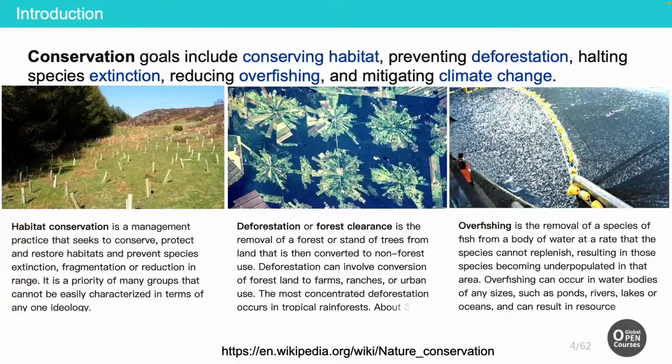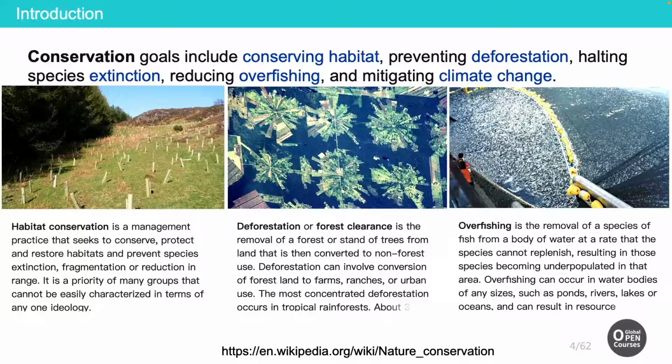First of all, let's start from the keyword, which is conservation. Nature conservation has goals including conserving habitat, preventing deforestation, stopping species extinction, reducing overfishing, and mitigating climate change. All those goals have been connected with agriculture. Let's take deforestation, for example. As you can see from the picture in the middle, deforestation is the removal of forest from land that is then converted to non-forest use, which is farms, ranges, and urban use.